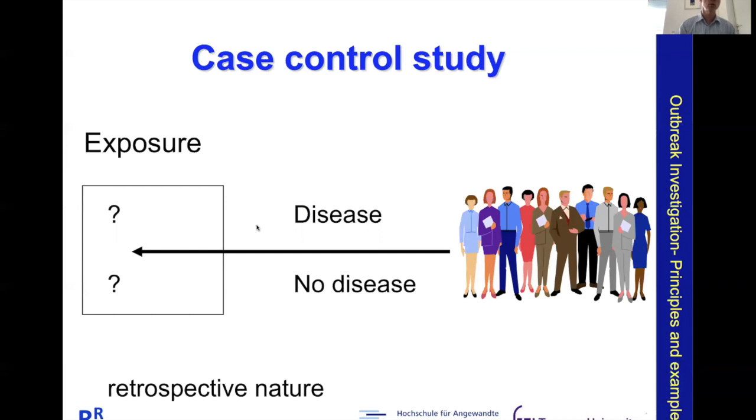Then we ask both groups what they did in the past. Thus, in a retrospective manner, we try to identify what the cases did and what the controls did. And if there's a clear difference, if cases did something much more often than the controls, then we assume this risk factor could be causal, or at least could play a role for this outbreak, right? I hope that's so far clear.